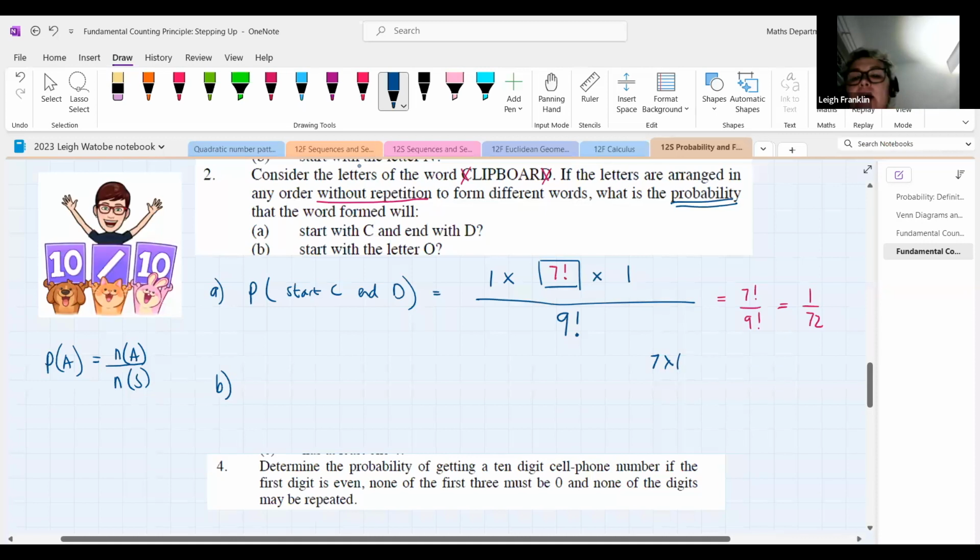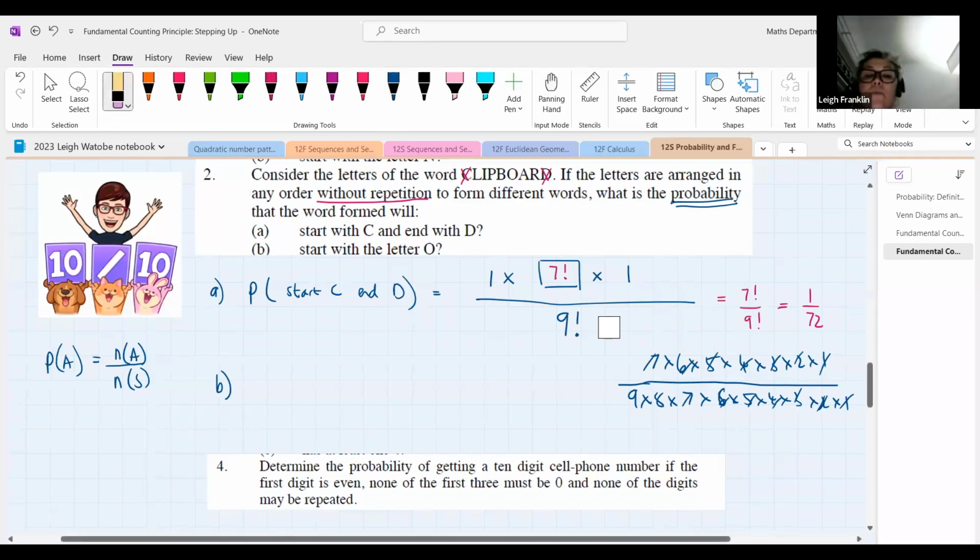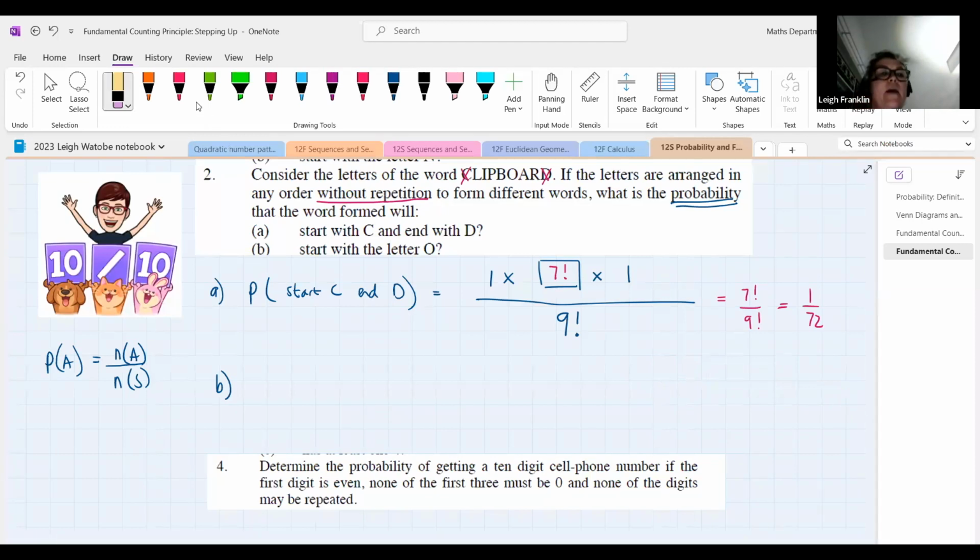So you're saying 7 by 6 by 5 by 4 by 3 by 2 by 1 at the top, and then at the bottom we've got 9 by 8 by 7 by 6 by 5 by 4 by 3 by 2 by 1. So the 1s cancel, the 2s cancel, the 3s cancel, the 4s cancel, the 5s cancel, the 6s cancel, the 7s cancel. So that's why it's 1 in 72. Because you've got the 1 left over at the top, but you've got 9 times 8 at the bottom. Okay, Katleho? Okay, all right, no problem.